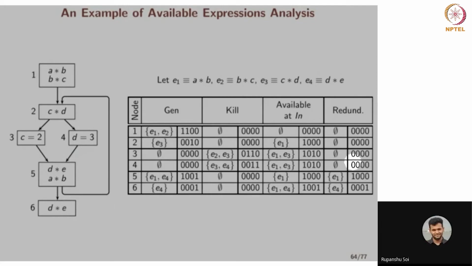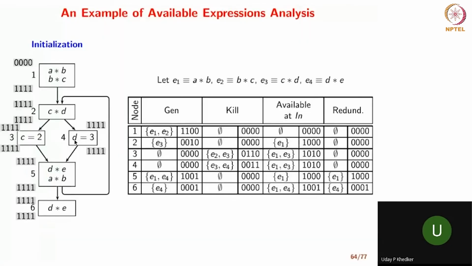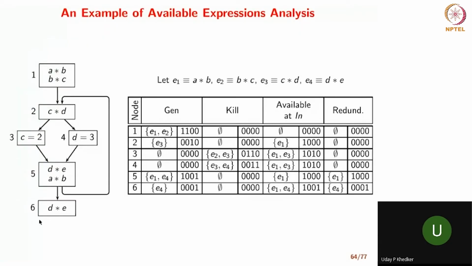Sir, you have D being assigned. Yes, D is being assigned here, but is this D star E available? Can it be eliminated is the question. So remember, we did not say the path should not contain an assignment to any operands. We said the path should not contain an assignment to any operand after the last computation of D star E.